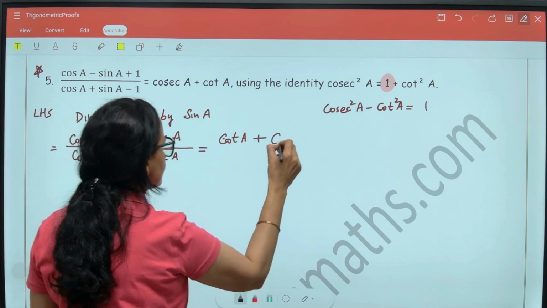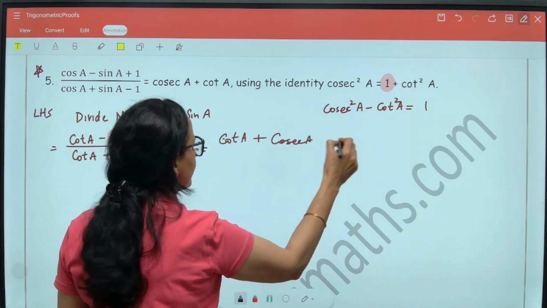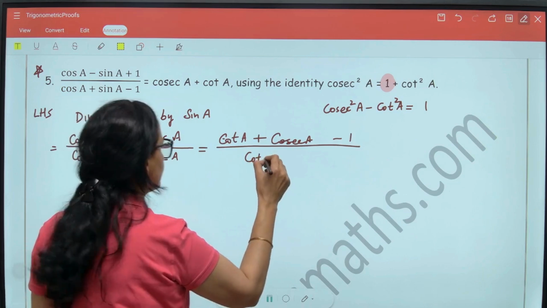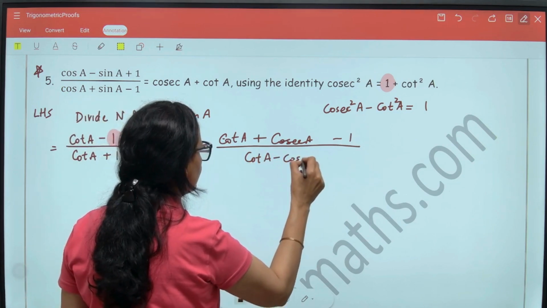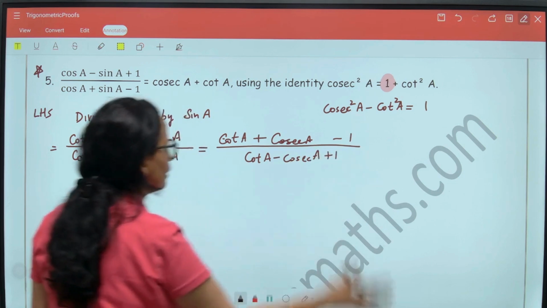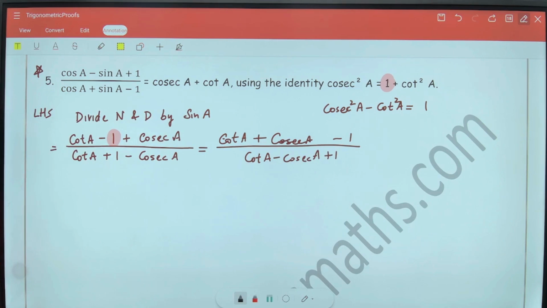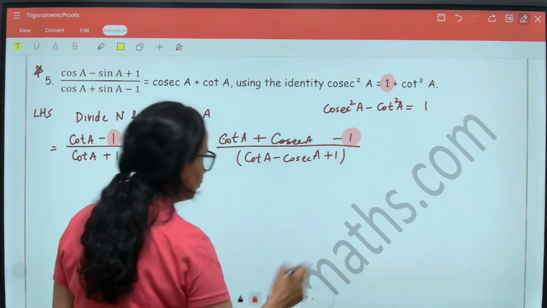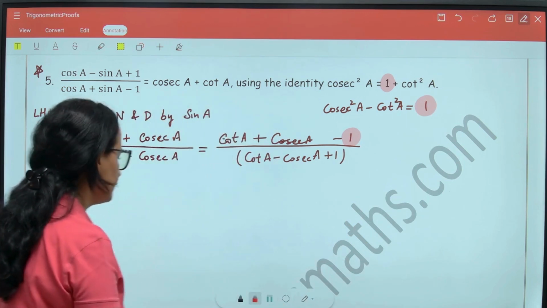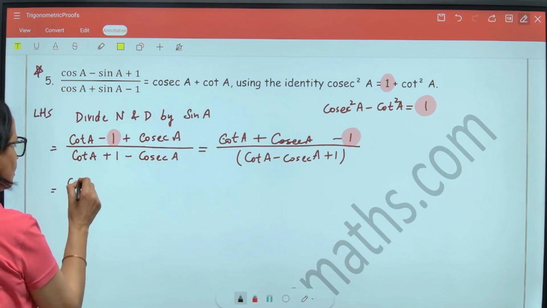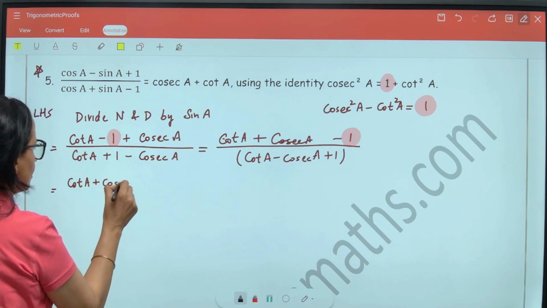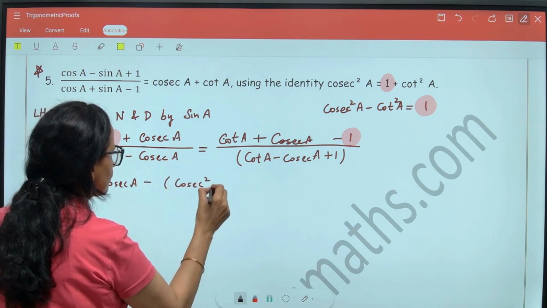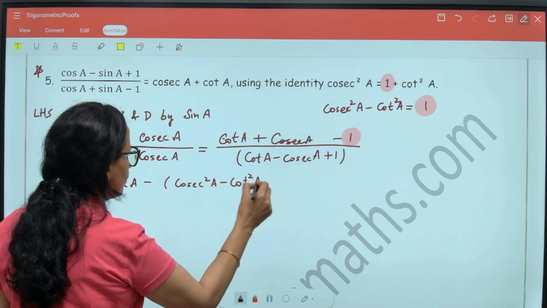Cot A plus cosec A minus 1, I keep it separately. The denominator stays as it is. The denominator is very sweet and it will just stay as it is without disturbing you at all, because in the end it is going to get cancelled. So you don't have to do anything with the denominator, let it be whatever it is. Now in the numerator, in place of this 1, I have to use this identity. So my expression becomes cot A plus cosec A, and in place of 1 I have to write cosec² minus cot².